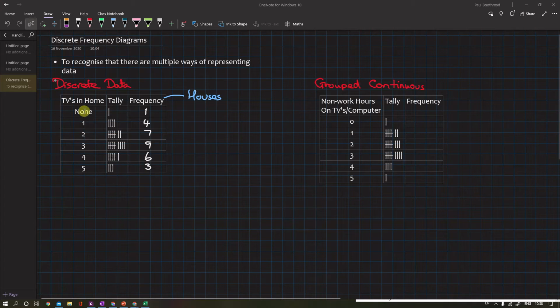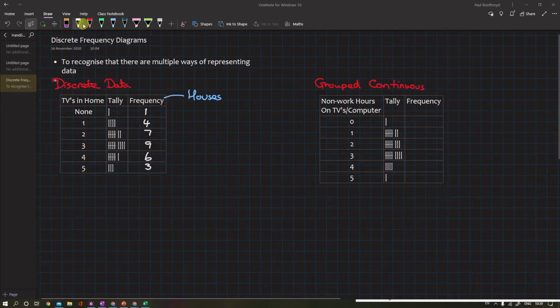You've either got no TVs, 1, 2, 3, 4. So that's my discrete data. Done a tally table, I've made a copy of the frequency, and the frequency in this case is talking about the number of houses that have that many televisions.